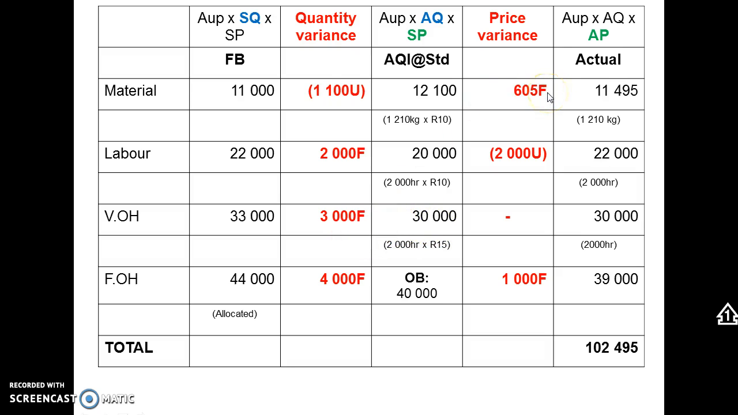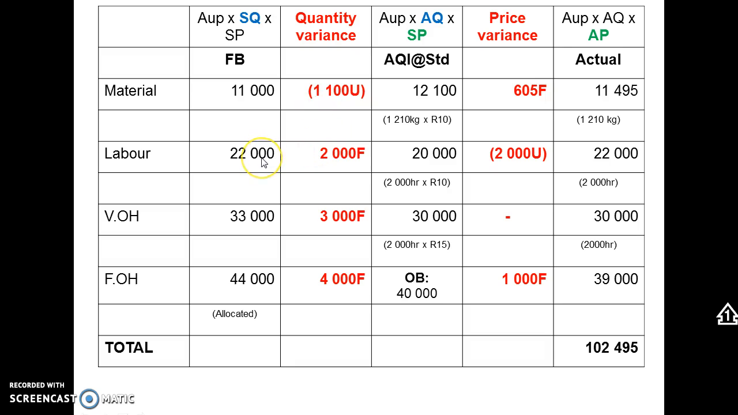A favorable price variance, because we paid 9 Rand 50, you can calculate that. 9 Rand 50 versus 10 Rand, so we saved 50 cents per kilogram purchased. Favorable variance. On this side, we used more than what we should have used, so it's an unfavorable variance.